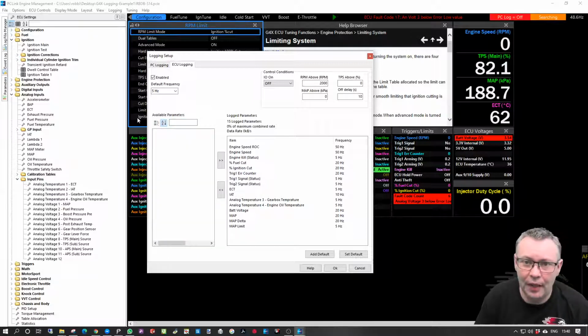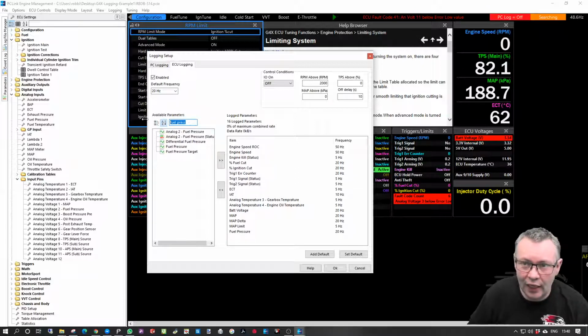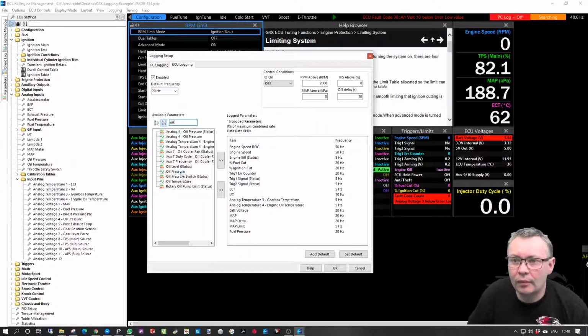Now we've got map, and then we're just going to go down. We've got fuel pressure. Now, fuel pressure sensors are generally pretty fast acting sensors, but I think 20 Hertz would be more than adequate for a fuel pressure sensor. And then oil pressure, a good one to have at high rate. Obviously your oil pressure is super good for protecting the engine. Oil pressure, yeah.